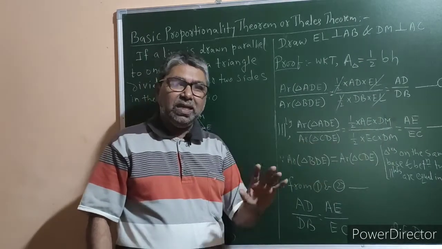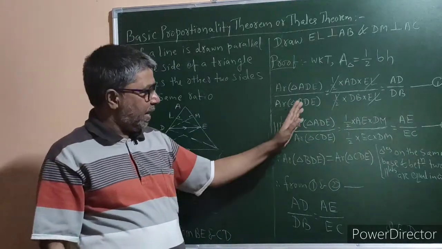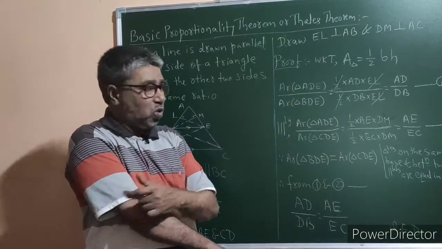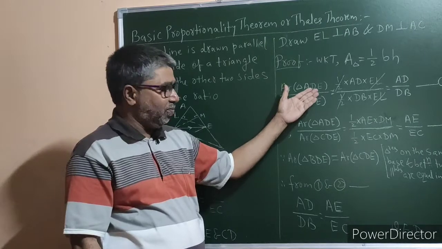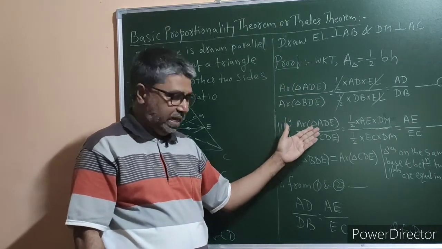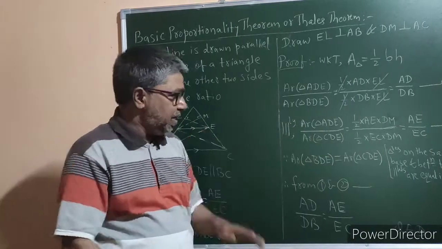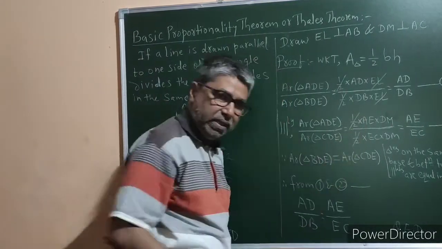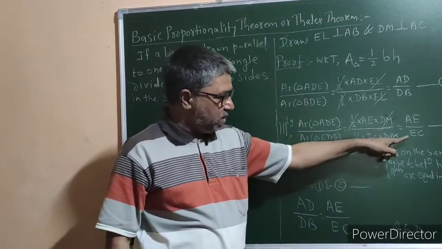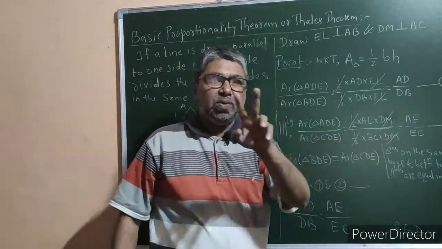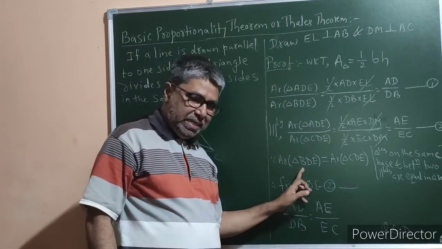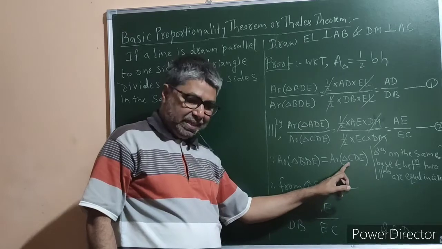This is very easy to remember. Similarly, area of triangle ADE upon area of triangle CDE. Here also half gets cancelled, and at the same time DM gets cancelled. AE upon EC will remain. Call this equation number 2. Now area of triangle BDE is equal to area of triangle CDE.